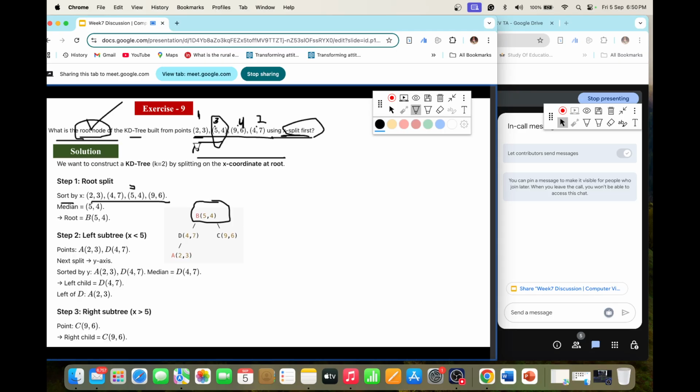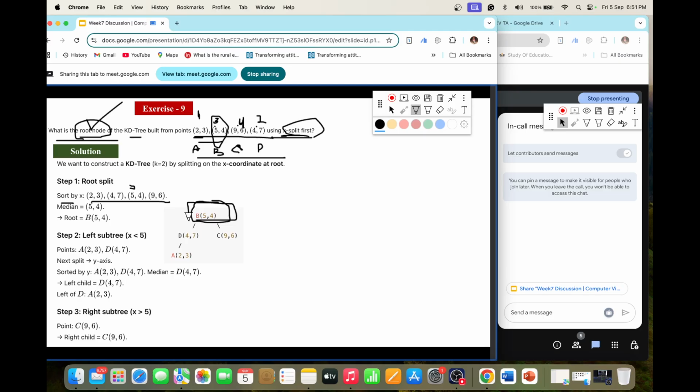So let's say this is our A point, this is our B point, this is our C point, and this is our D point. Okay, now as this B point, (5, 4), is our root node, that is why we have done this (5, 4). Now, as the tree has two branches, we will see what is the left branch and what is the right branch.